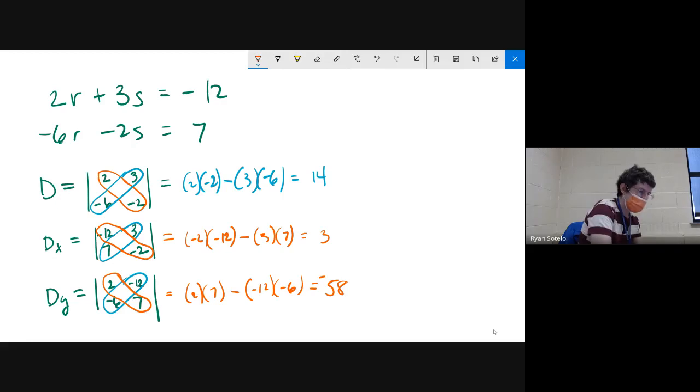And so my answers would be for R. I guess I should have called these Dr and Ds because we're using R and S. So I'm going to put 3 over 14. And for S, I'm going to put negative 58 over 14. And that will reduce, what does that fraction reduce to? 58 over 14. Does it have a 2?